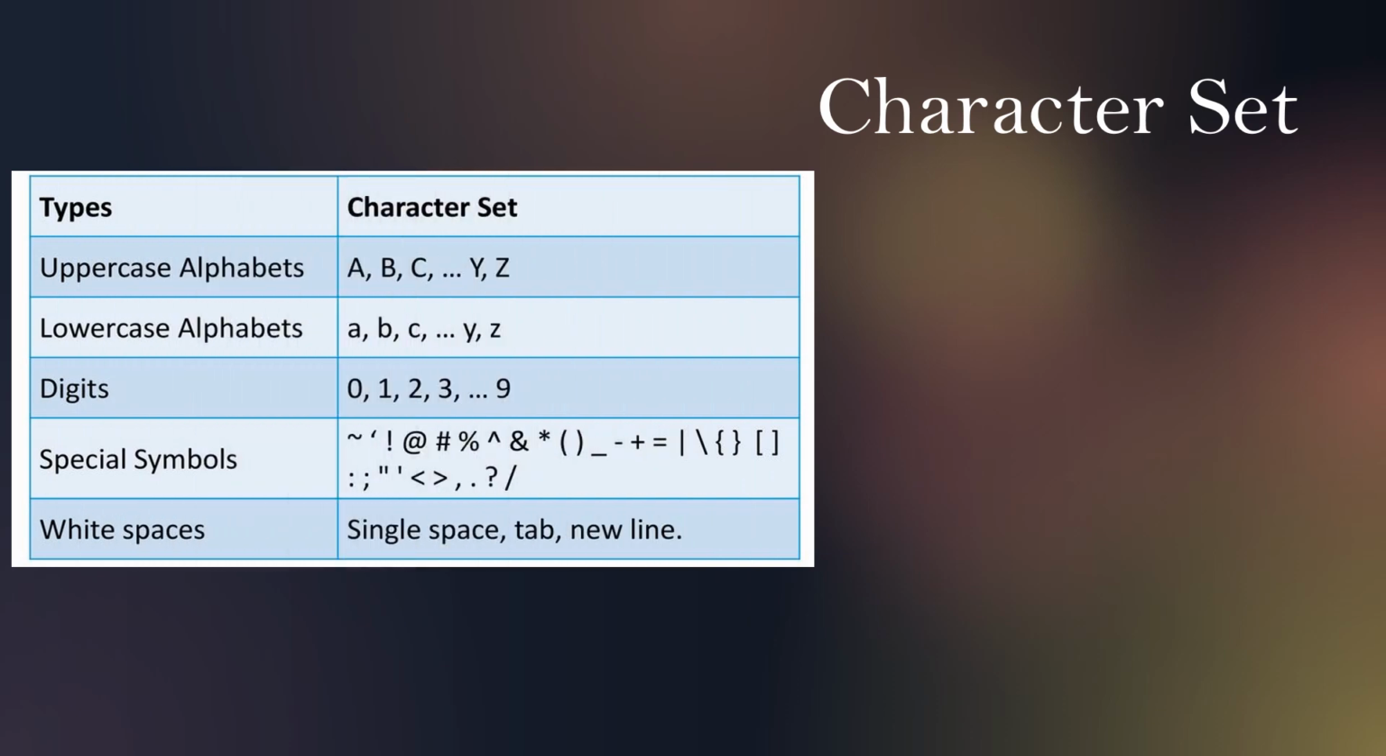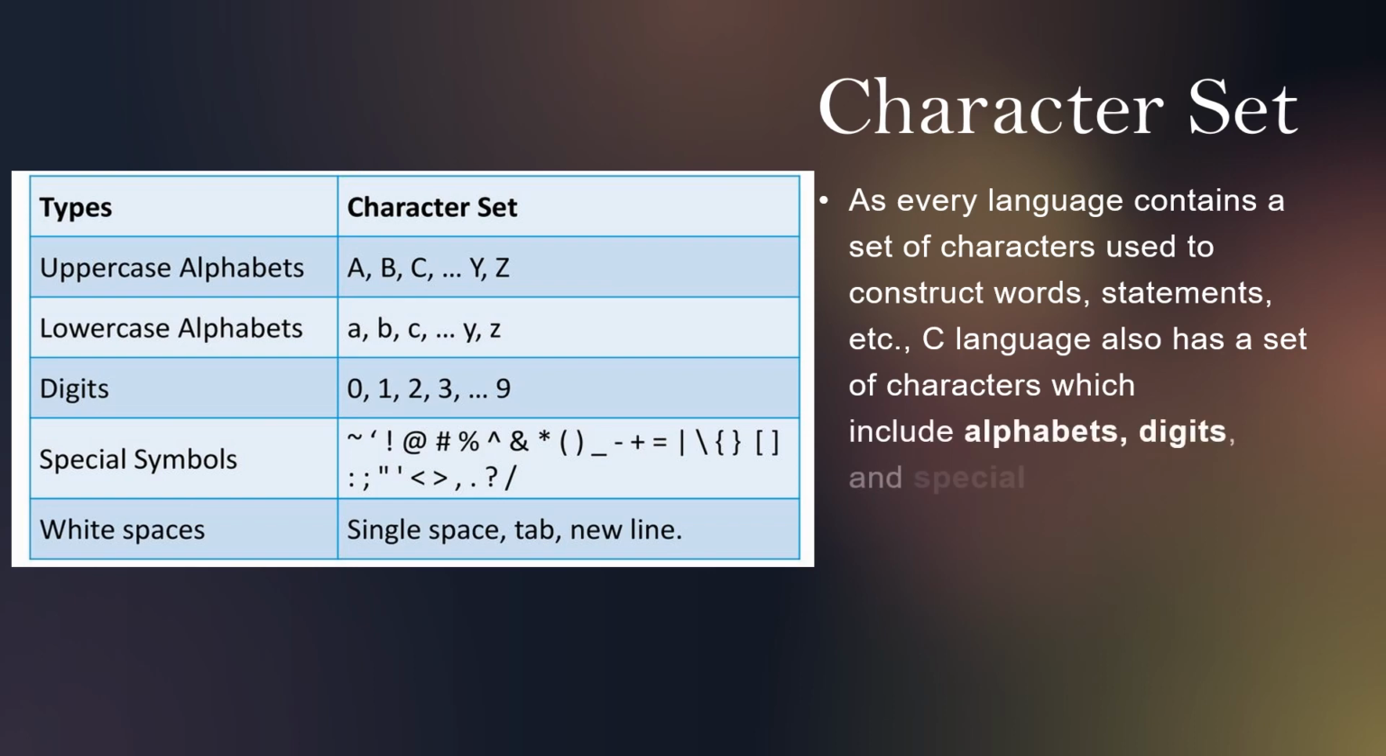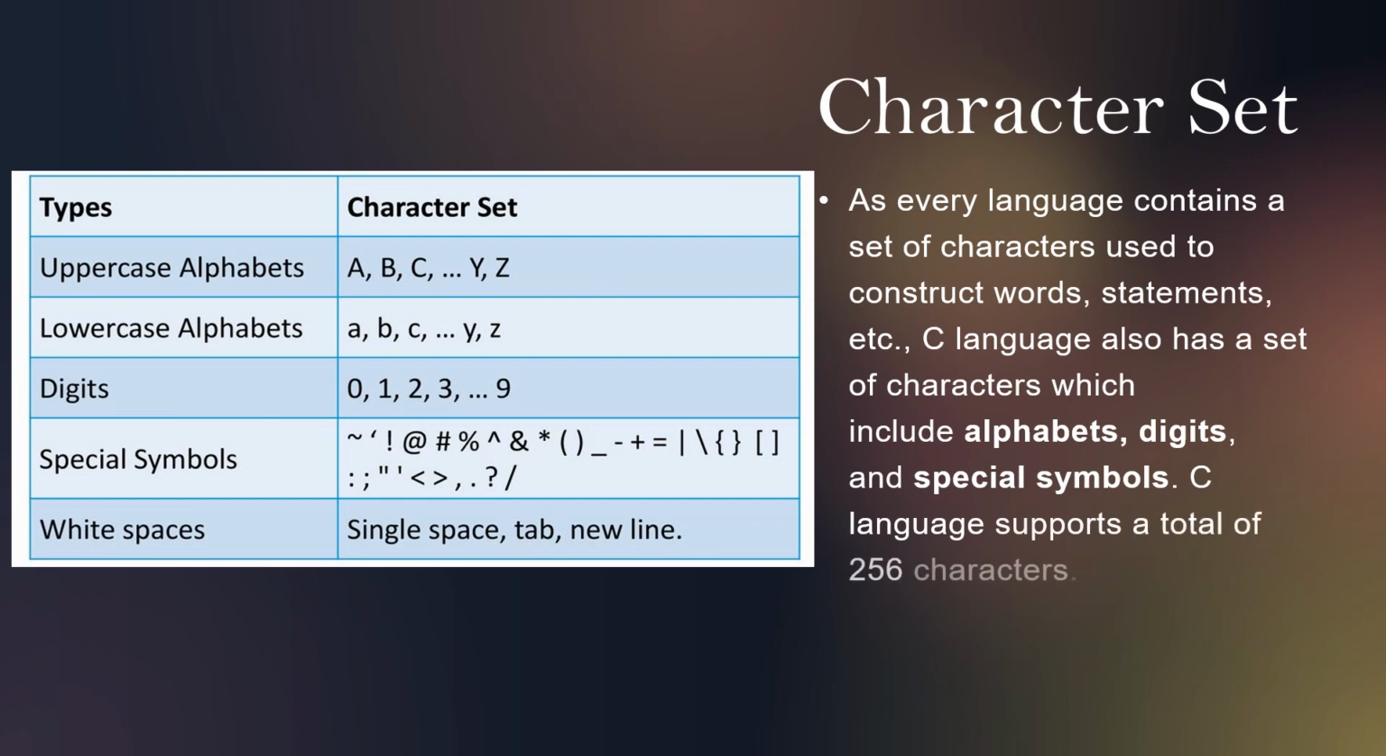There are following types of character set: uppercase alphabets, lowercase alphabets, digits, special symbols, white spaces. As every language contains a set of characters used to construct words, statements, etc., C language also has a set of characters, which include alphabets, digits, and special symbols. C language supports a total of 256 characters.